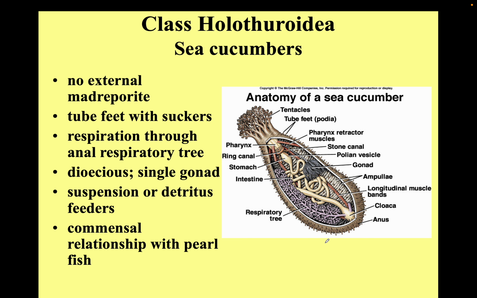The water vascular system does not possess an external madreporite opening. The tube feet have suckers. Respiration is through an anal respiratory tree. You can see here, the one that I am highlighting now, associated with the anus. Okay. Sea cucumbers are dioecious, possessing a single gonad for production of gametes.